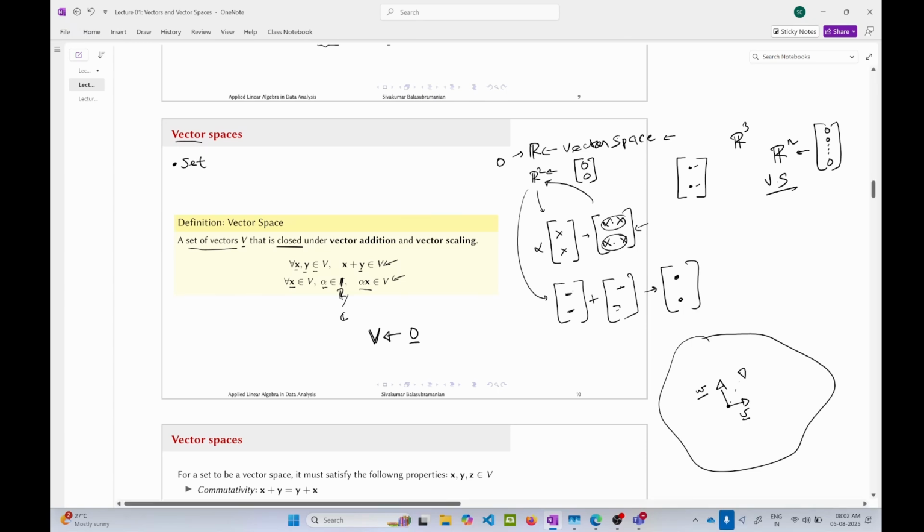If you want to quickly rule out if something is not a vector space, you take the set V. If it does not have the zero element, it's not a vector space. If it has, you still have to do some work to figure out. If it does not have 0, you can say no, it's not a vector space, and the story ends there. If it has 0, then you still have to go and verify, well, is it closed under vector scaling, is it closed under vector addition?